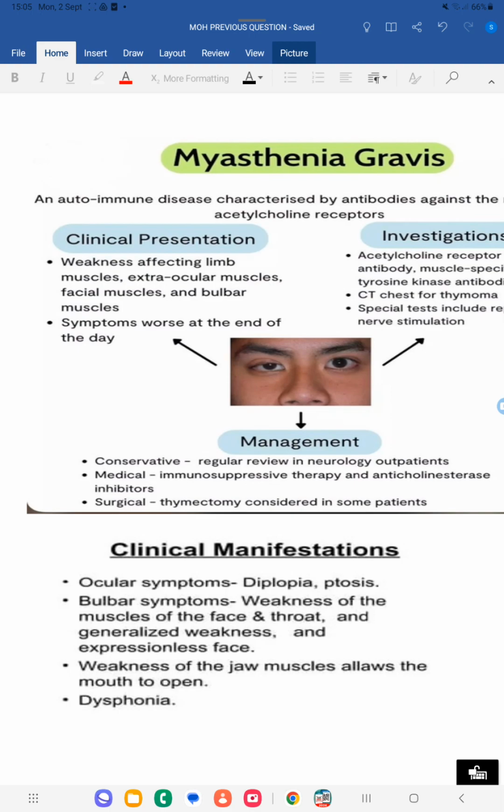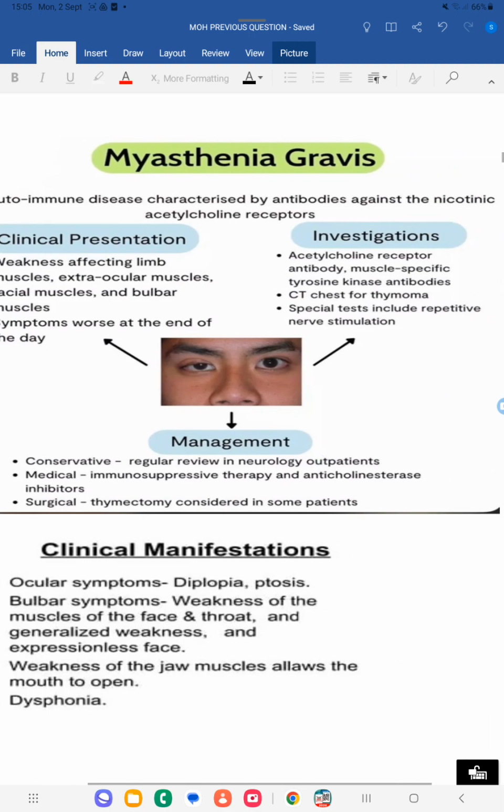And symptoms are worse at the end of the day. In the morning you can do the activities, but by the evening this weakness will be increasing and the patient is unable to do the work. That is also an important symptom for diagnosing myasthenia gravis.